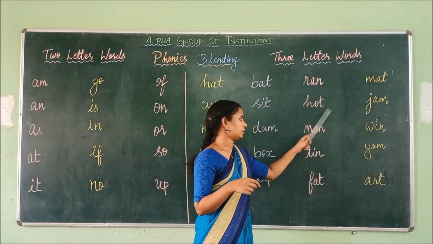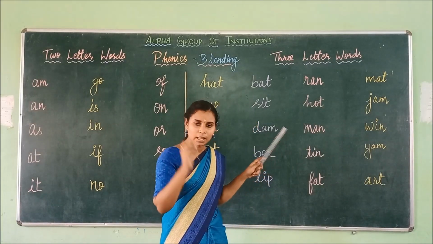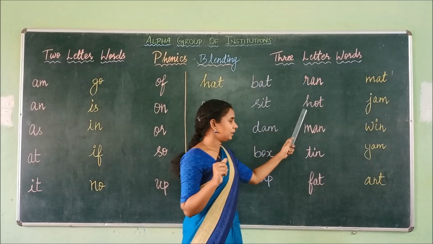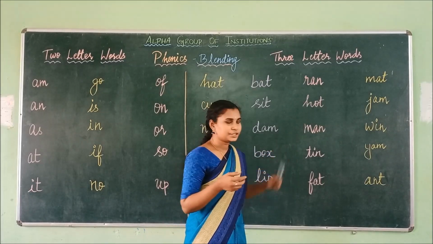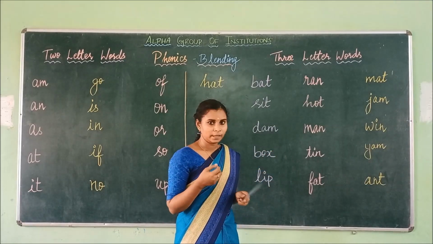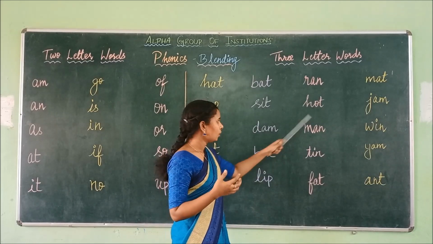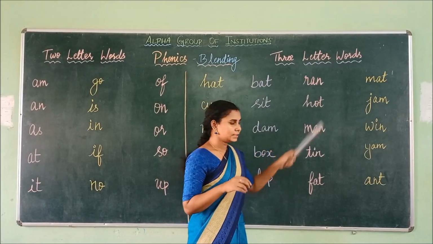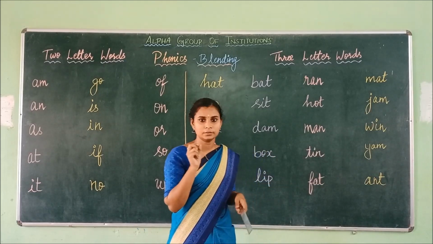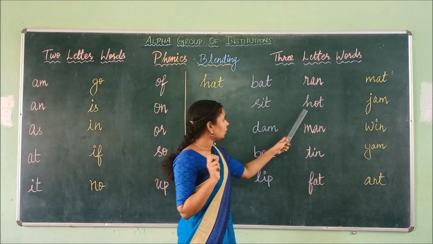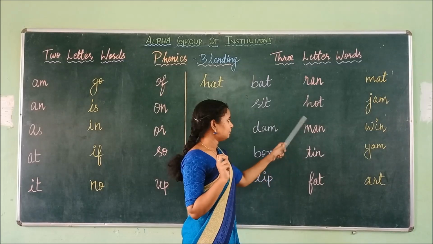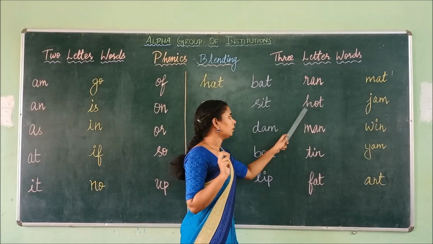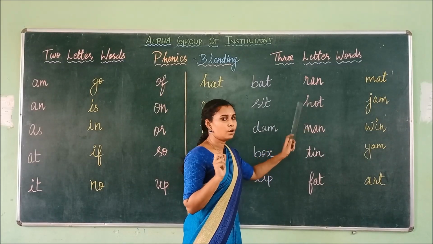H-O-T, hot. This is how we read it with the letters. So how do we read with the sounds? H sounds H. O sounds O. T sounds T. Okay, so when you blend this, it becomes hot. H-O-T. Hot.